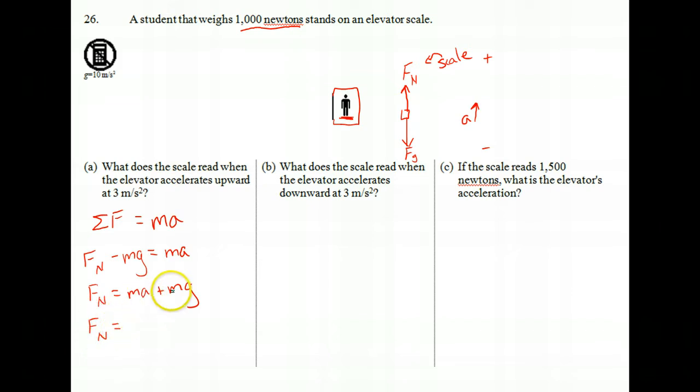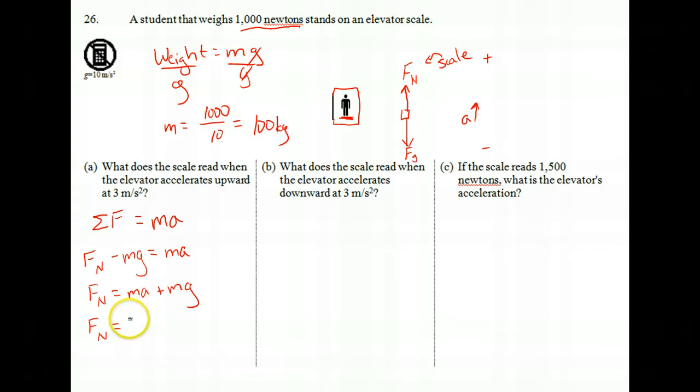Well, what is the mass of that person? We come up here. We know the weight is 1,000 newtons. Remember, weight is equal to mg. To solve for mass, we'll just get rid of g over here and move it over here. So the weight divided by the acceleration due to gravity will give us the mass. So mass would be 1,000 divided by 9.8, but we're using 10. So the mass would be 100 kilograms. So we want to make sure to plug in 100 kilograms here.